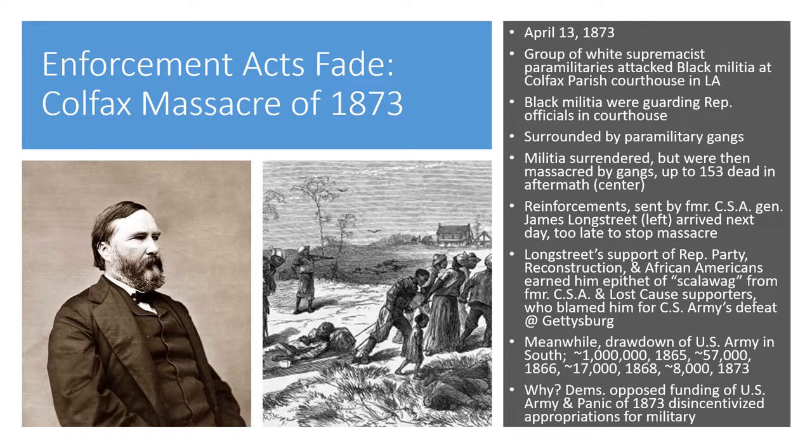Courthouse in Louisiana. The black militia were guarding Republican officials trapped in the courthouse, and they were basically surrounded by these paramilitary gangs. Not the KKK, but groups like the White League, for example. The militia surrendered, but then they were massacred by the gangs. Up to 153 of the militia and their supporters were killed. And you can see an image in the center of their bodies being buried after the massacre.